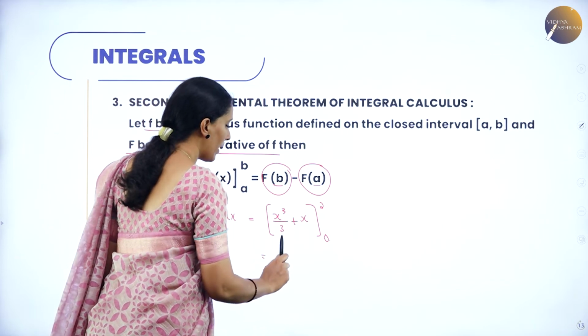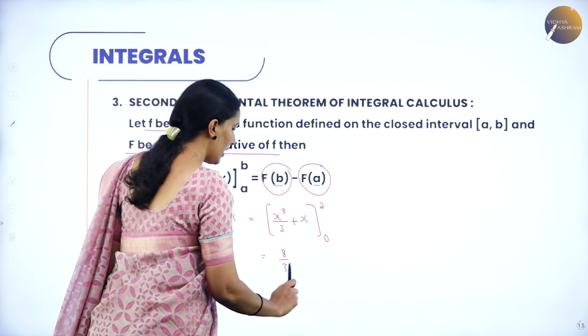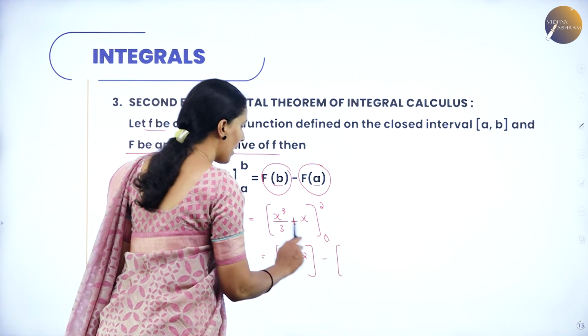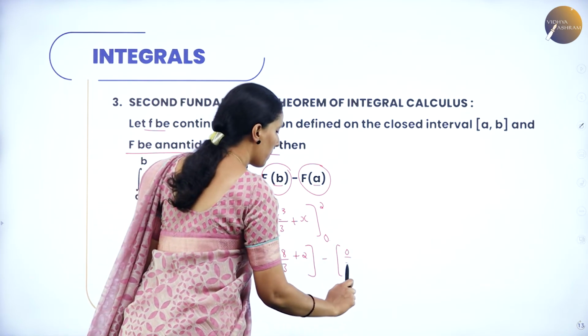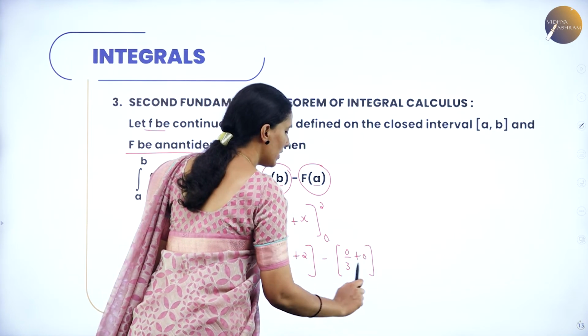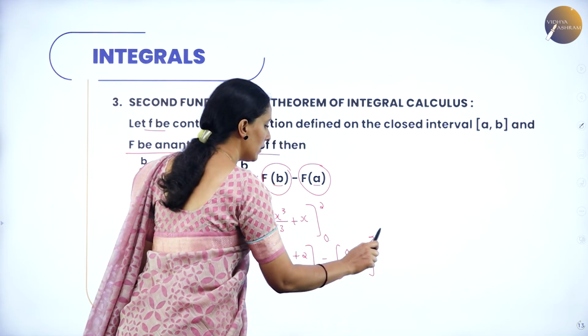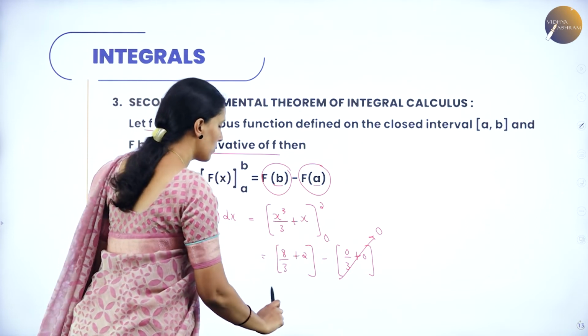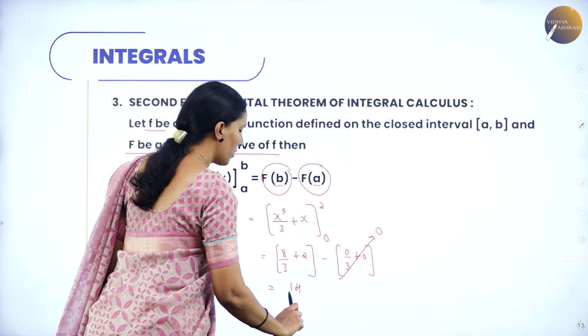Now 2 cubed by 3, which becomes 8 by 3 plus 2, minus, here we have 0 by 3 plus 0. So the second one is completely 0 here. This is completely 0. So 3 2s are 6, 8 plus 6, 14. So the value is 14 by 3.